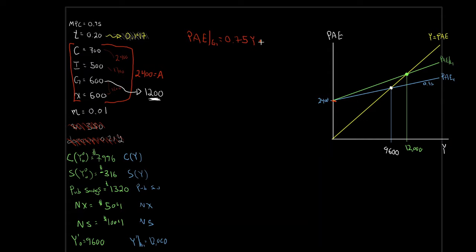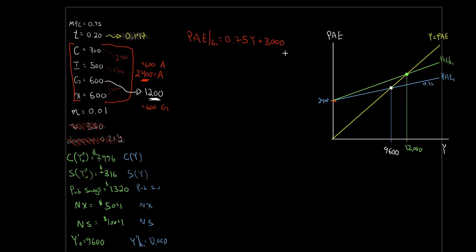0.75. Why? Plus our autonomous expenditure. Well, our autonomous expenditure used to be 2,400. Government expenditure increased to 1,200. That is, we had plus 600G, a doubling of our government expenditure. Well, plus 600G, that's the only part of autonomous that's changed, means that that was also plus 600 A, meaning our new autonomous expenditure is now going to be 3,000. So there we go.